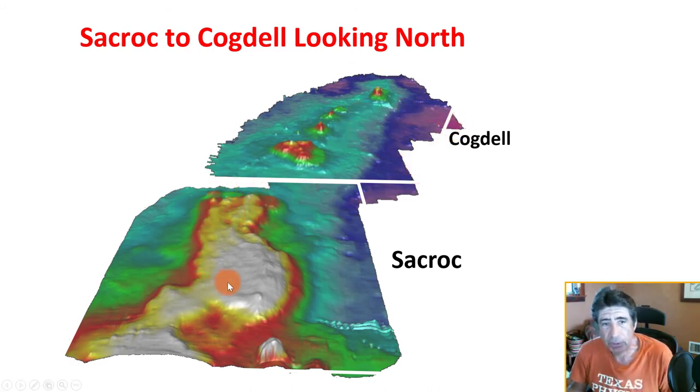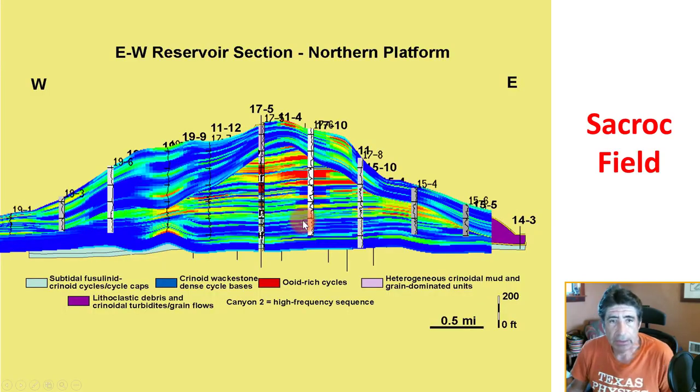a platform reef that is also bordered by the Cogdell field north of it. It's a promontory, as you can see here, with respect to the surrounding formations. A cross-section of these shows this promontory, this upper reef, and we have a number of wells penetrated through this formation.